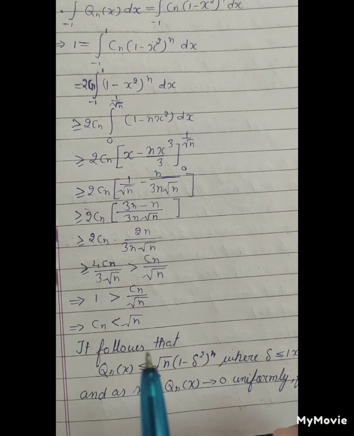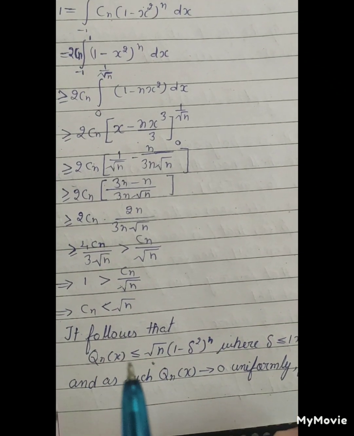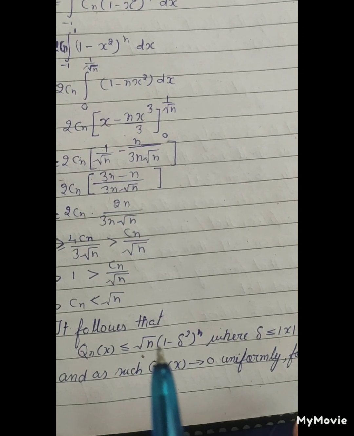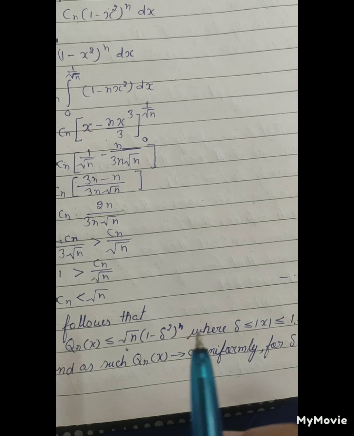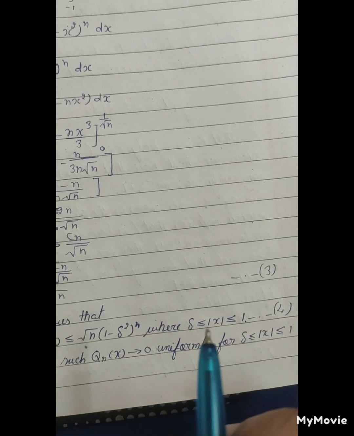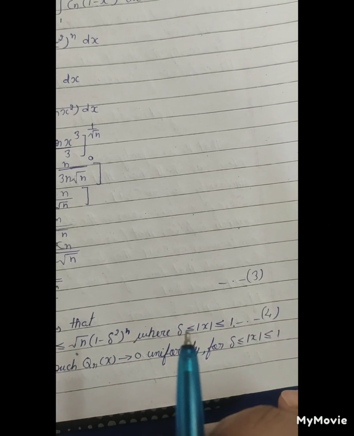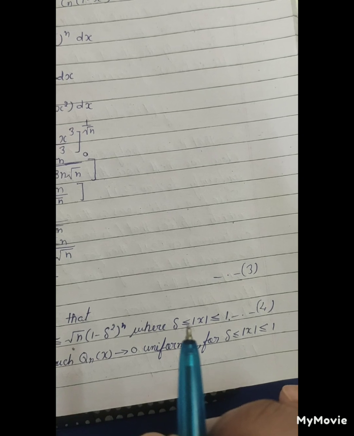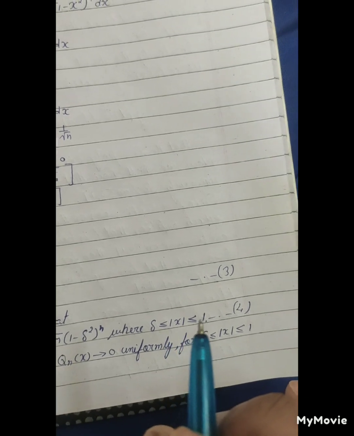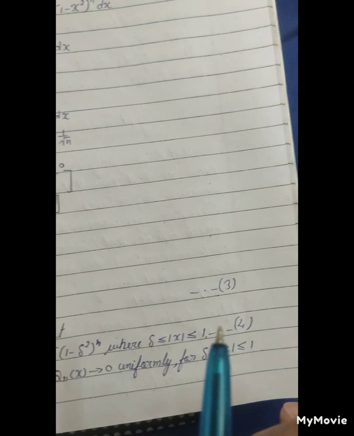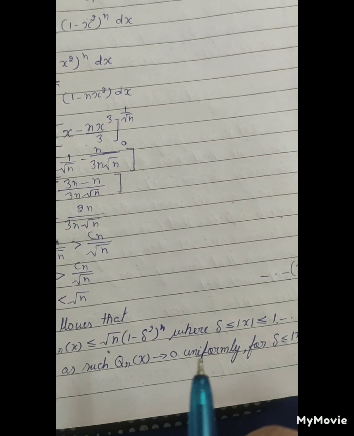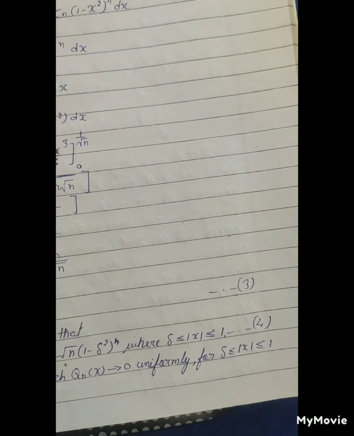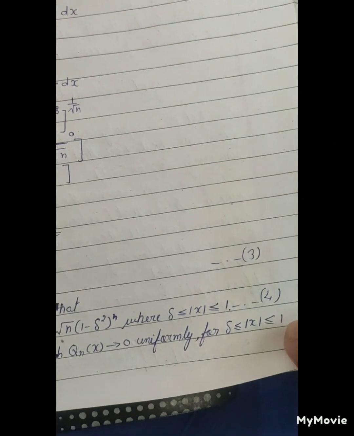Equation 3. It follows that Q_n(x) is less than or equal to √n (1 minus delta squared)^n, where delta is less than or equal to x, which is less than or equal to 1. Equation 4. And as such, Q_n(x) tends to 0 uniformly for delta less than or equal to x less than or equal to 1.